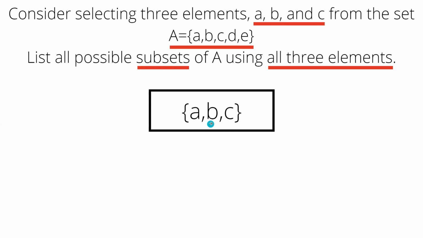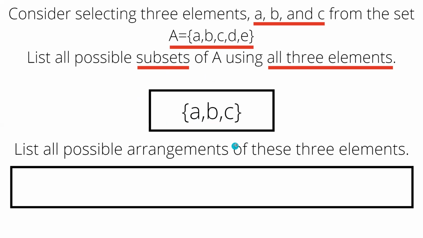The reason why is that the order doesn't matter here. You could have BAC or CAB, whatever. It could be in any type of arrangement, and it's still the same set. So when they talk about listing a subset, that's what the subset is. Now there's a second part to this question. They ask you to list all possible arrangements of these 3 elements. This is where order matters. It will also tell you to type your answer as a comma separated list.